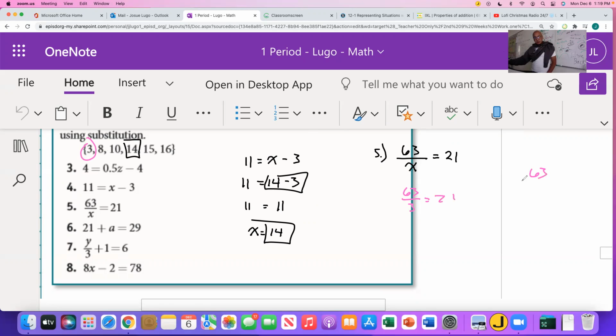Well, if I do 63 divided by 3, I'm going to work that out on the side. 3 goes into 6 twice. And 3 goes into 3 once. Ladies and gentlemen, yes, 63 divided by 3 is indeed equal to 21, meaning that x has to equal 3. There's my solution. So again, you're trying to find which number you can substitute for the variable to make that into a true statement.